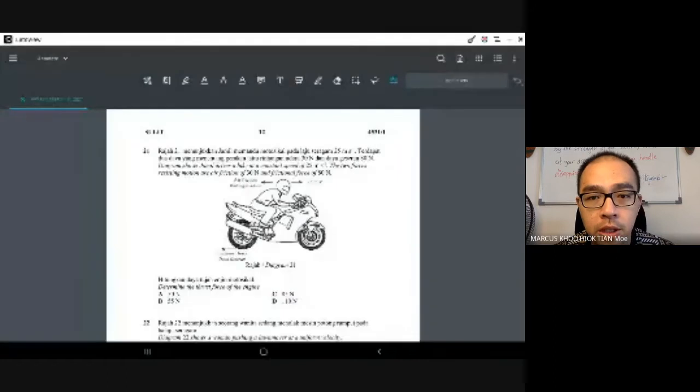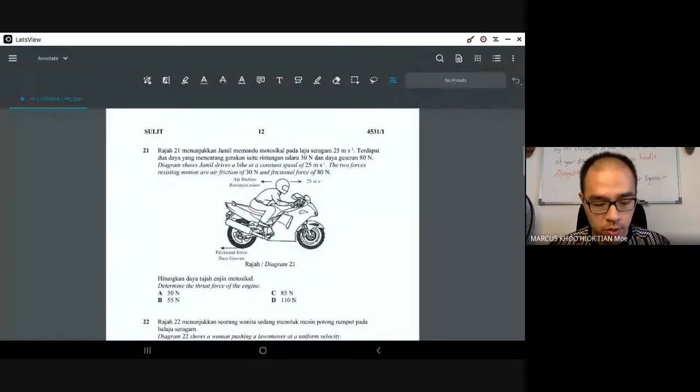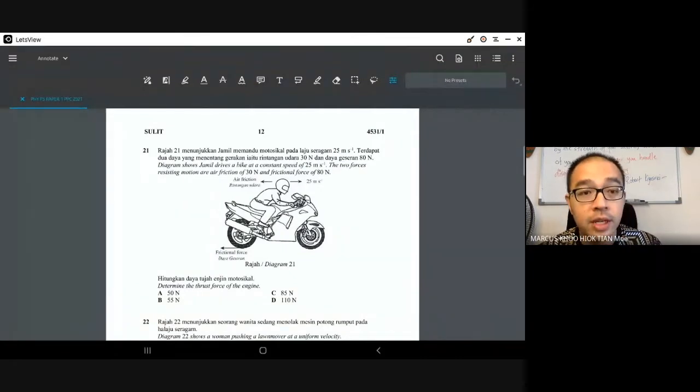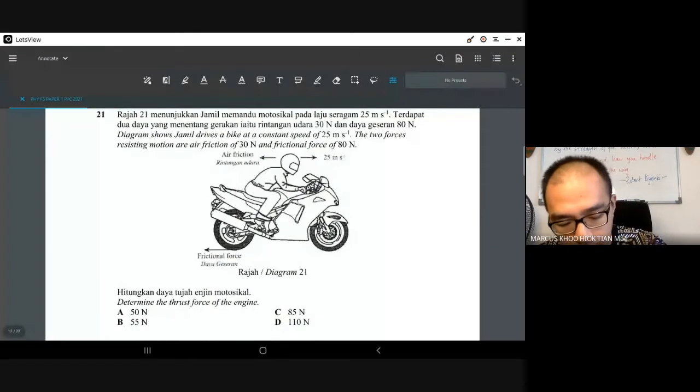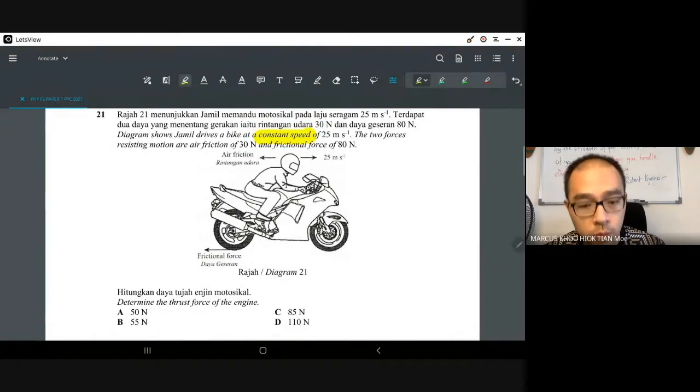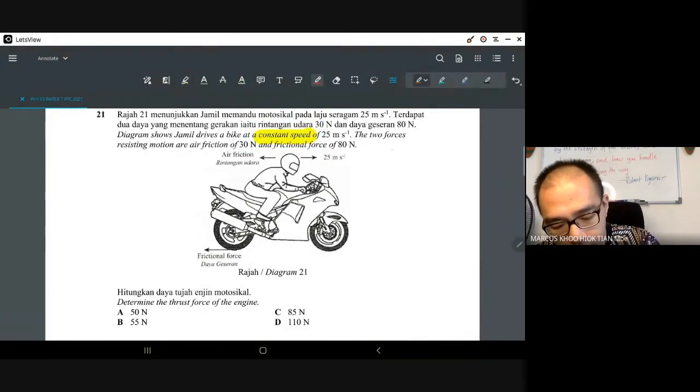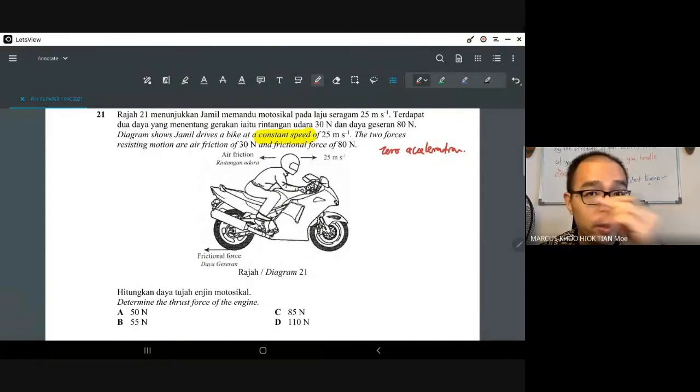So let's continue from where we left off, which is in question 21. Diagram 21 shows Jamil driving a bike at a constant speed of 25 meters per second. Now, of course, the key word here is constant speed. Whenever we say constant speed, we're talking about zero acceleration. These two must always come together.